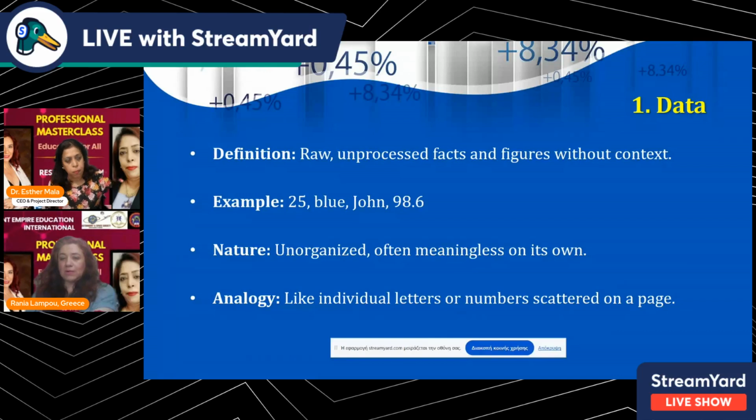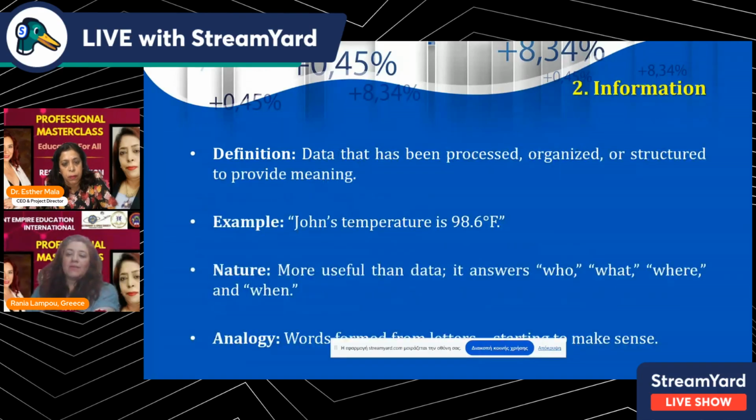The nature is unorganized, often meaningless on its own. And what about the analogy? Like individual letters or numbers which are scattered on a page. This is the analogy. On the other hand, what is information?